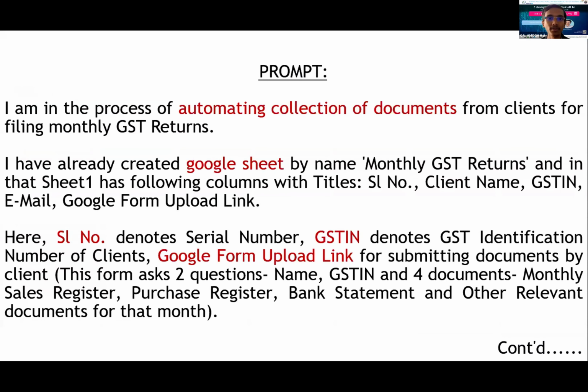Now, the prompt which I'm using: I'm introducing ChatGPT to what I'm going to do, that I'm automating the collection process. And I have specified what I've already done and what it needs to do. I have specified that I have created Google Sheets, and I have explained what contents are there in the Google Sheet, like serial number, GST, and Google Form upload link, including questions. Next, I'm asking it to generate code for sending automatic emails to clients each month on the 3rd of every month, which I have chosen.